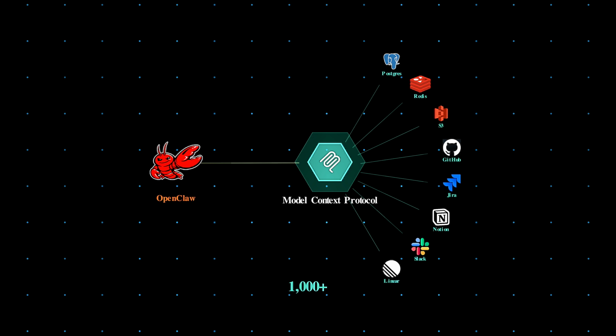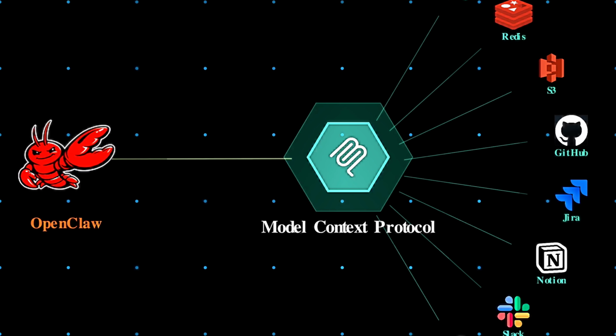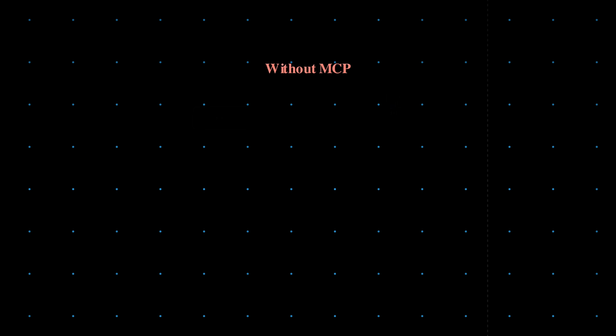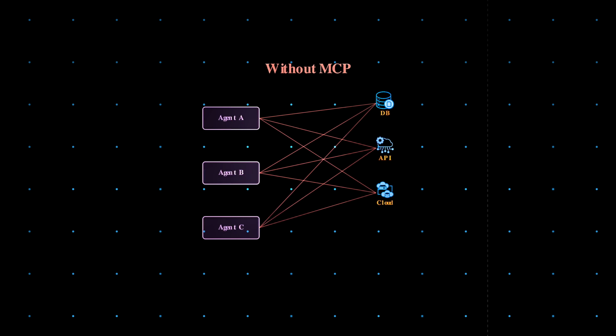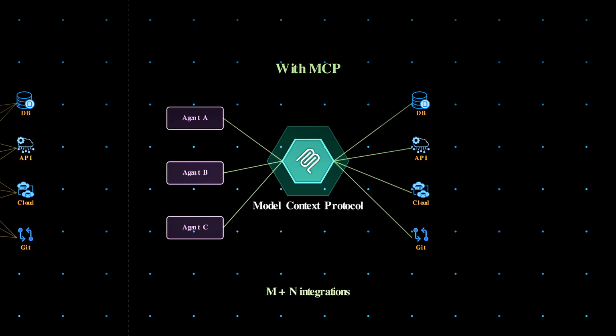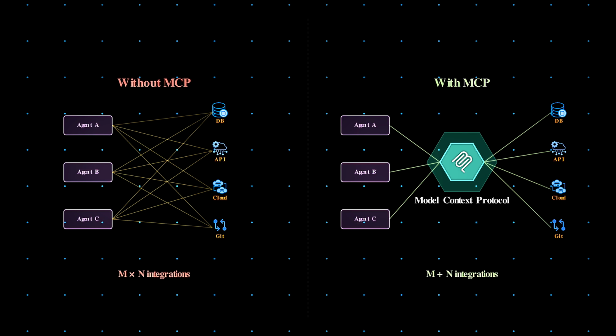How does OpenClaw connect to all of them? This is where MCP comes in, the Model Context Protocol, a universal standard for how agents and tools communicate. Without MCP, every agent needs a custom integration for every tool. That's M times N connections. With MCP, there's one universal protocol in the middle. Each tool publishes one MCP server. Each agent implements one MCP client, and they all just work together.